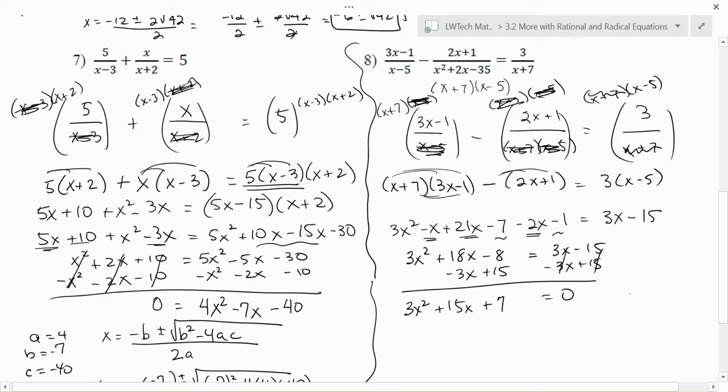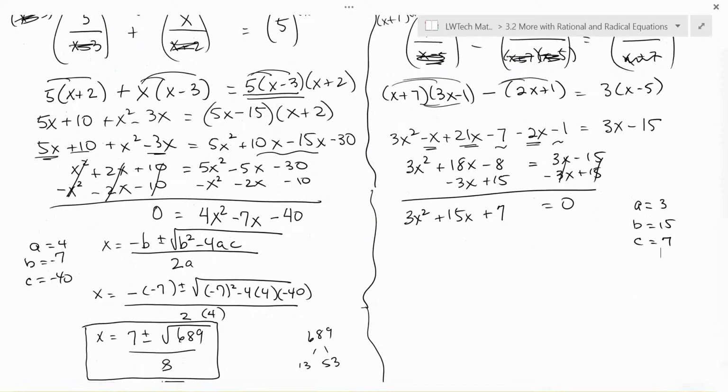All right, so at this point then, what I need to do is I need to try to either factor this equation here, which I don't think will work, or alternatively, I need to use the quadratic formula. So my a is 3, b is 15, and c is 7. Again, quadratic formula is right here for your reference.